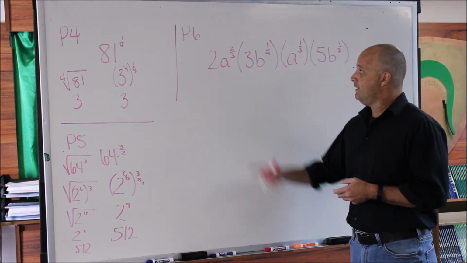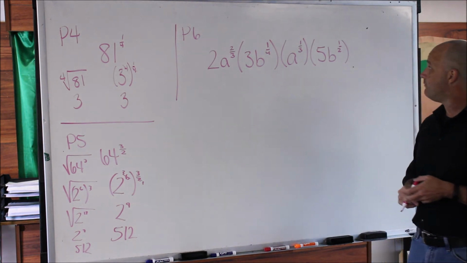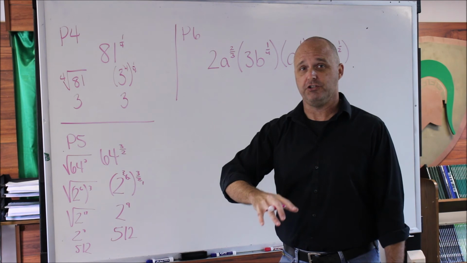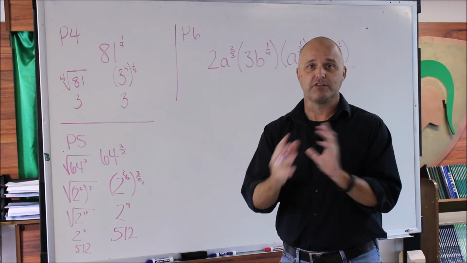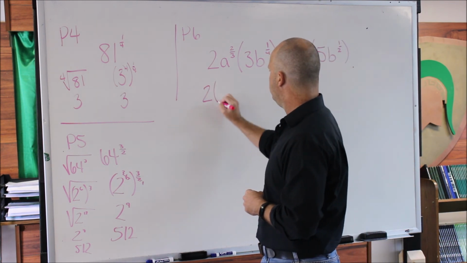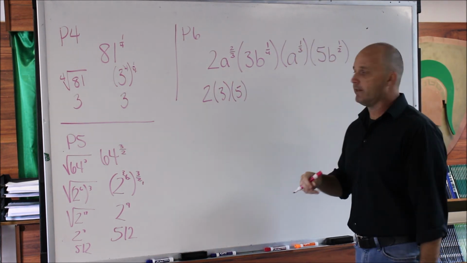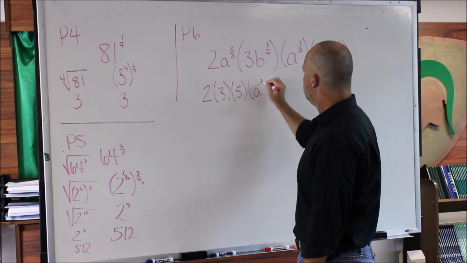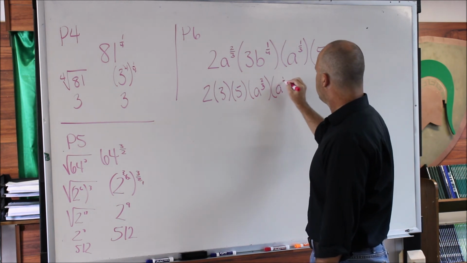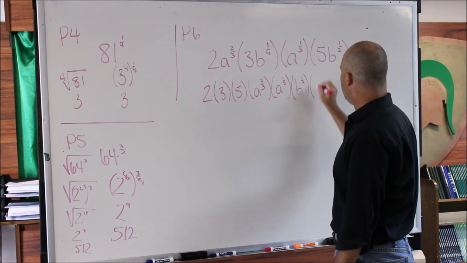This is an example. Here we've got 2a to the 2/3 times 3b to the 1/4 times a to the 1/3 times 5b to the 1/2. So my first suggestion to you is to just put anything that looks alike next to each other. We're going to take any constants first, and we're going to go 2 times 3 times 5. And then I'm going to go in alphabetical order, a to the 2/3 times a to the 1/3 times b to the 1/4 times b to the 1/2.